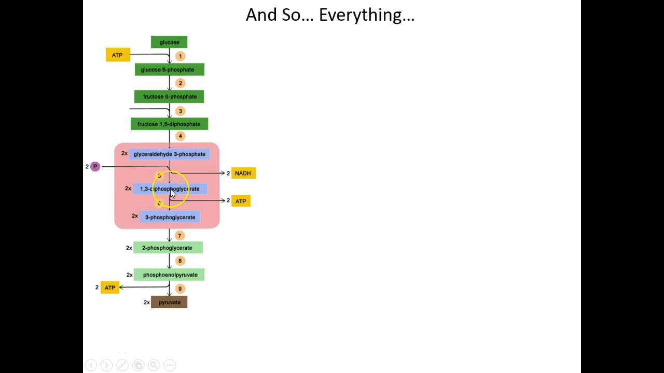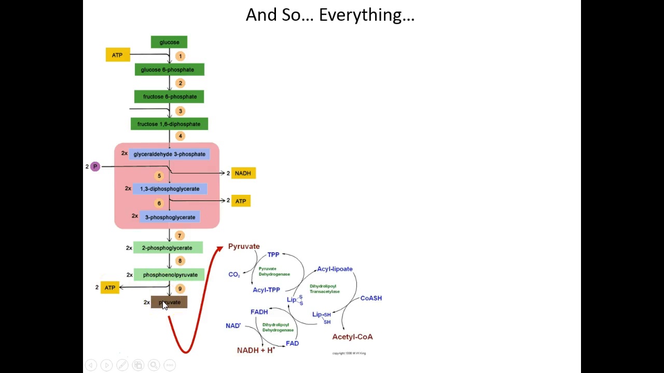GAP was turned into 1,3-BPG. We then allowed that to give up a phosphate group to make ATP for us, giving us 3PG. 3PG was mutased into 2PG, which we then converted into phosphoenol pyruvate. We lost that second phosphate group to 2 more ATPs, giving us pyruvate.